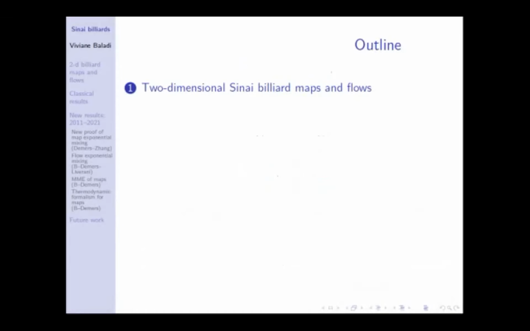So since I'm Swiss, I have a plan. I'm not sure I will be able to follow it, but I have a plan. First, I will tell you what a Sinai billiard is, either in discrete or continuous time, so maps or flows. Then I will remind you some classical results. So of course it starts with Sinai, and then a few other results up to the late 90s.